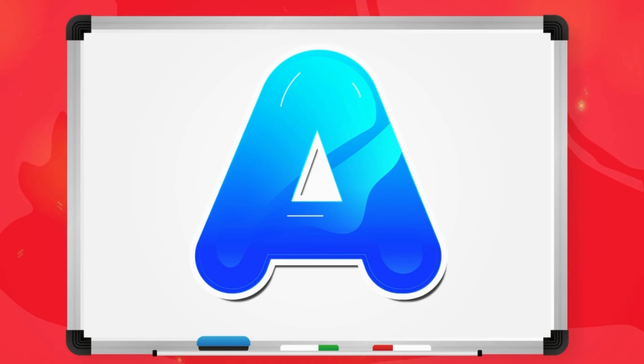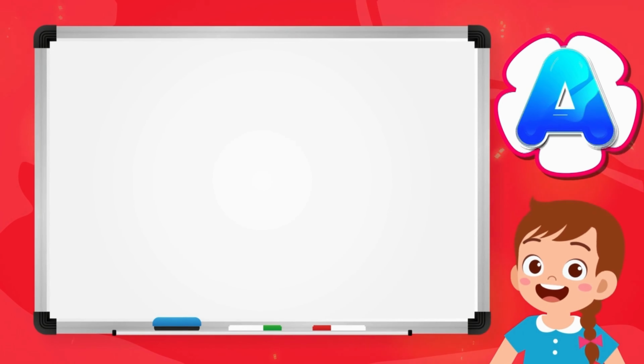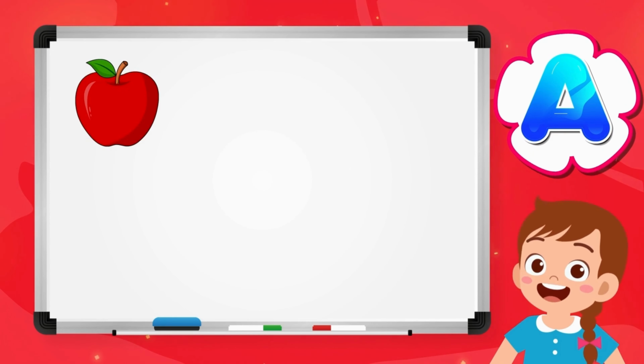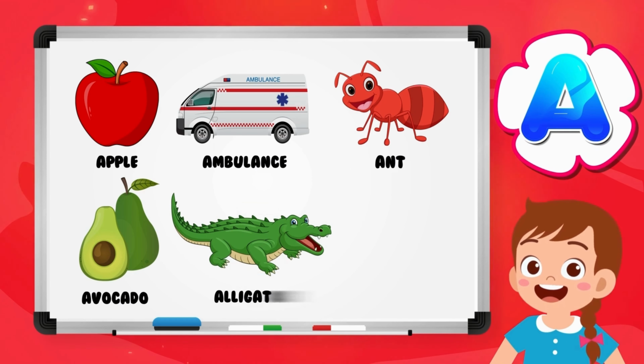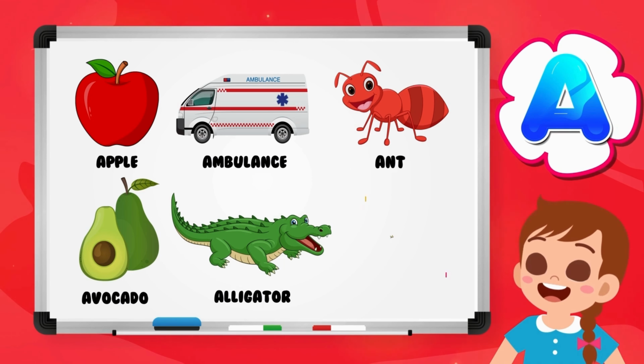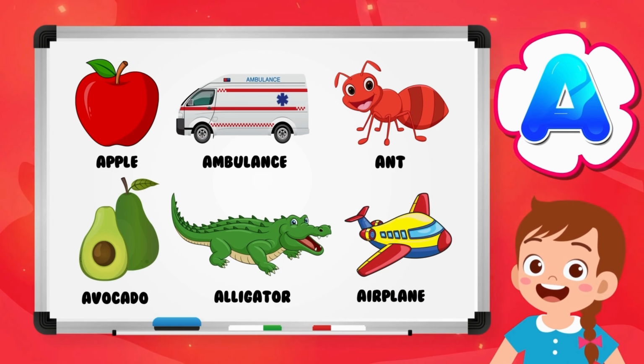A. A is for apple. A is for ambulance. A is for ant. A is for avocado. A is for alligator. A is for airplane.